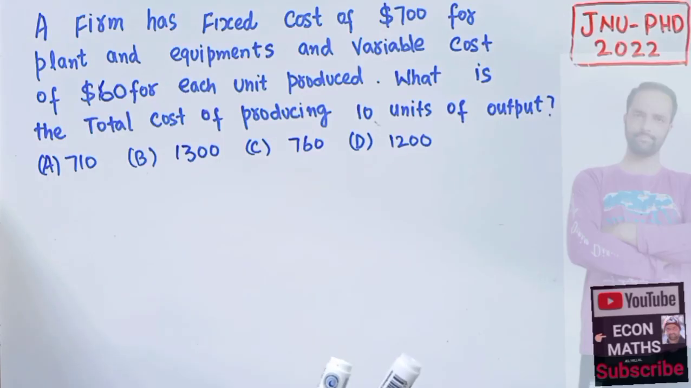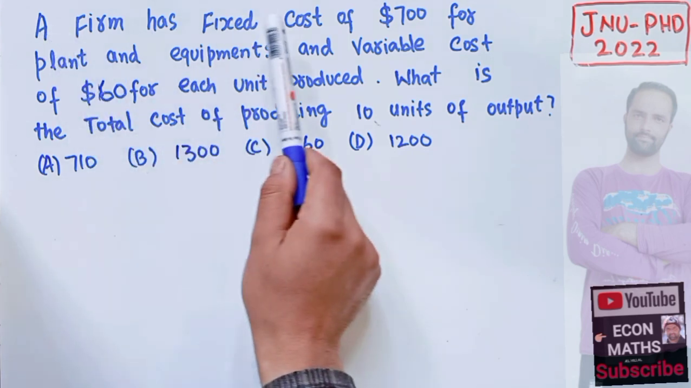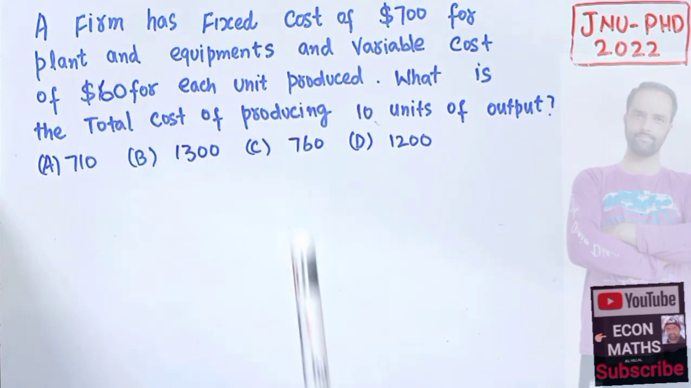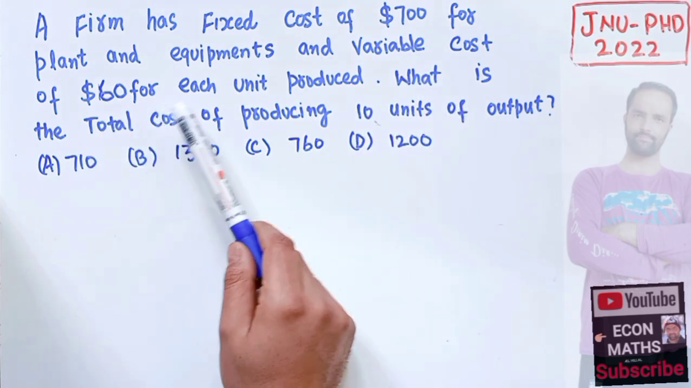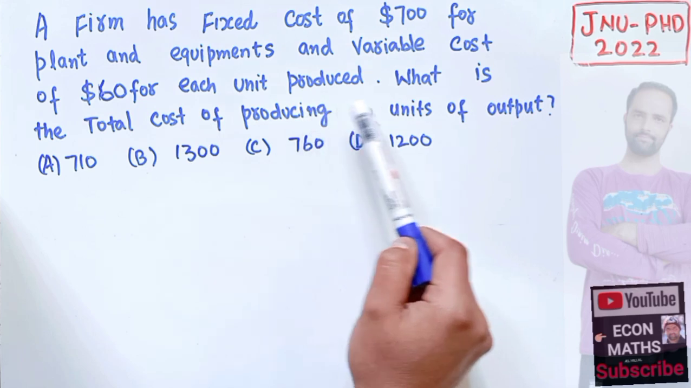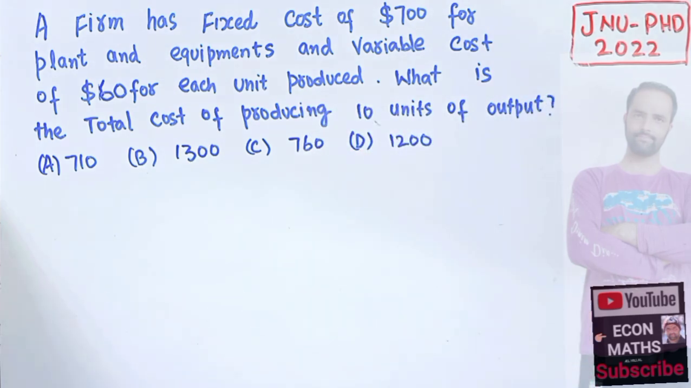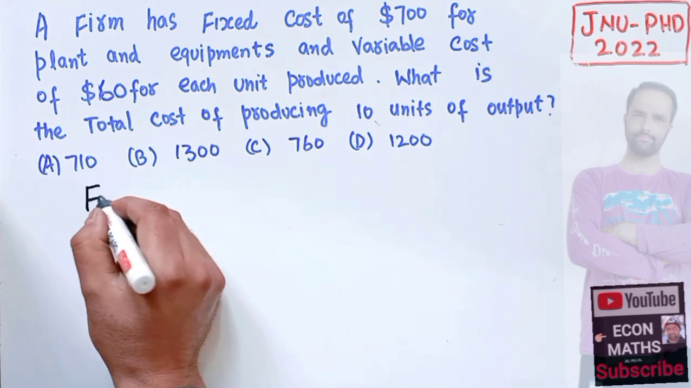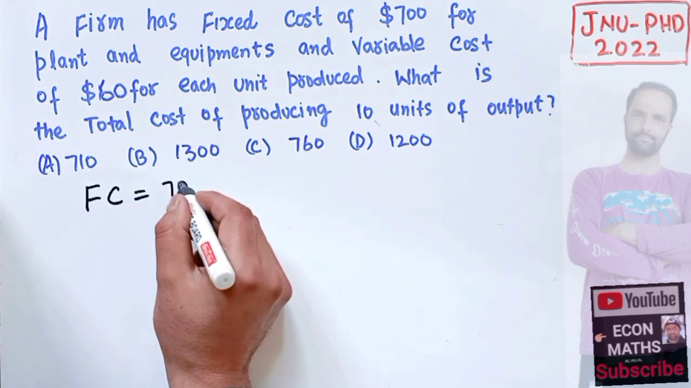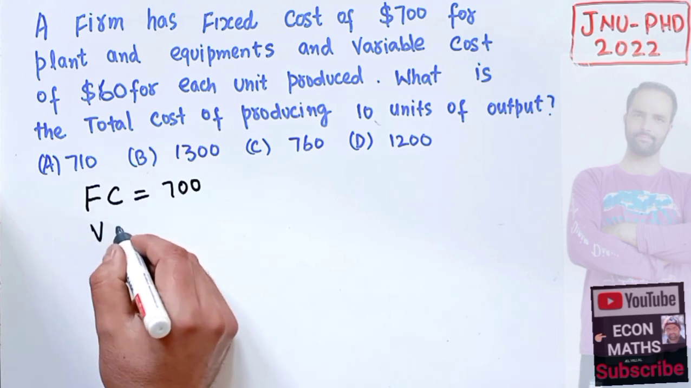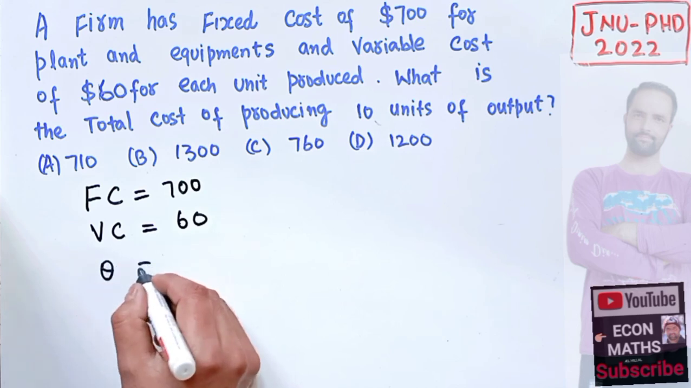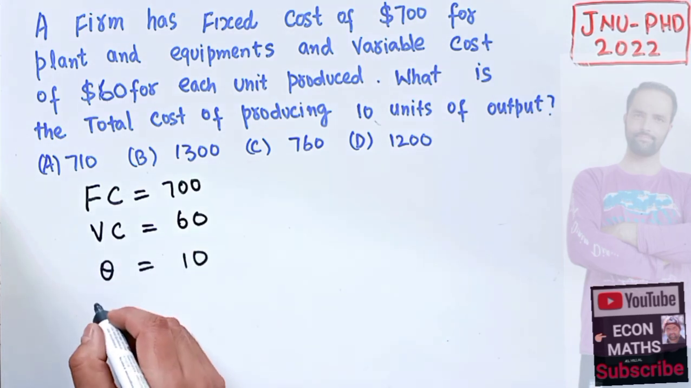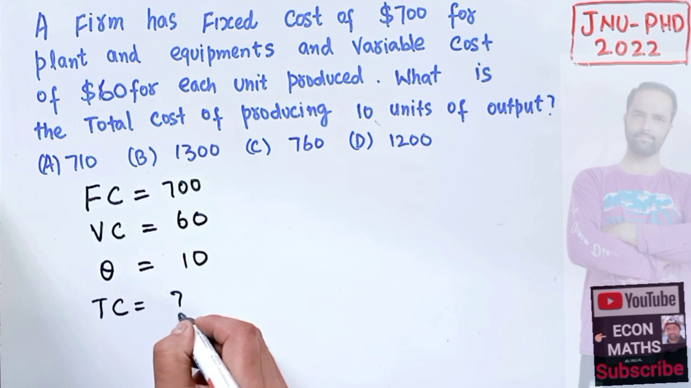The question is to find out the total cost. The question goes like this: a firm has fixed cost of $700 for plant and equipment and variable cost of $60 for each unit produced. What is the total cost of producing 10 units of output? Options are being given. We need to find out the correct option. So basically what we are being given, fixed cost is $700, variable cost is equal to 60 per unit, and number of units produced is equal to 10. We need to find out the total cost.